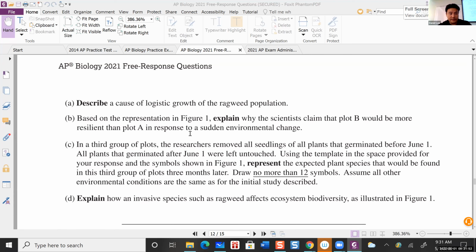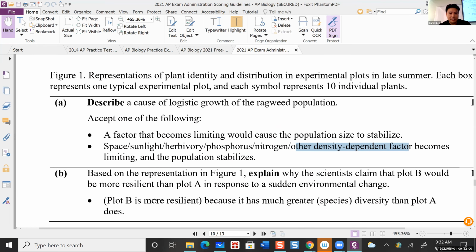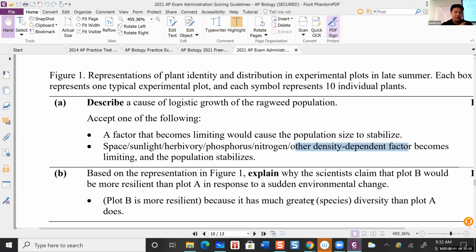Let's look at this one then. So this is genetic variation. Let's look at what they say. Plot B is more resilient because it has much greater species diversity than plot A does. I say variation, but to be more specific, it is the species diversity.